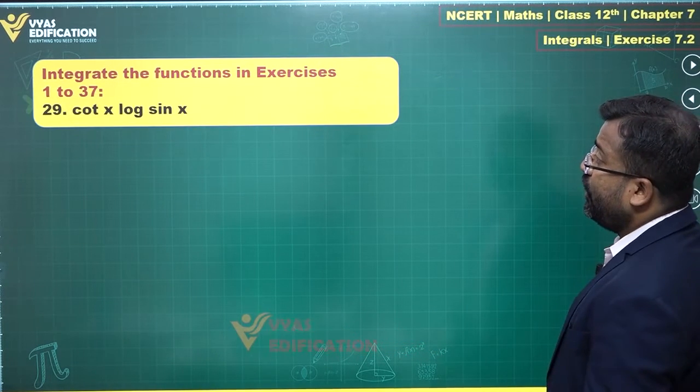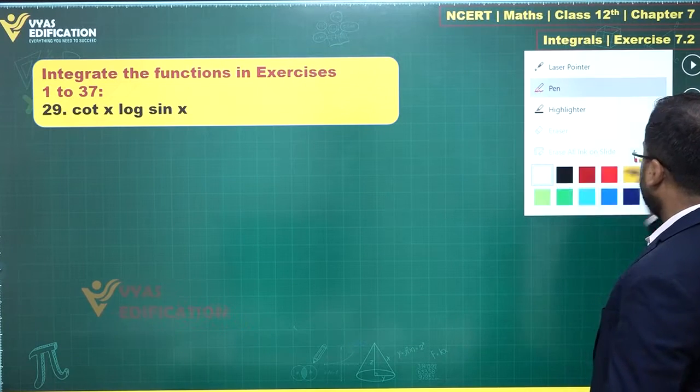29th question says cot x times log of sin x. Okay, pretty interesting.